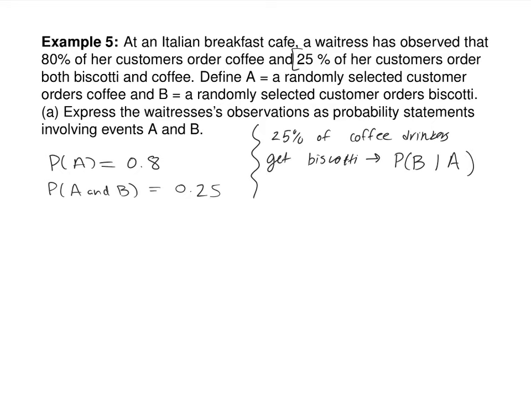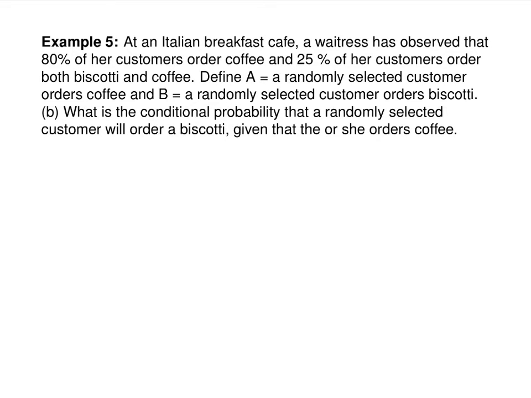Okay. Part B, we want to know what's the probability that a randomly selected customer will order a biscotti given that they order coffee. So we want probability of biscotti given coffee. And before you try to apply Bayes' rule or make a table, first go to the most basic rule that you know and see if you can do that. So can you do P of B and A over P of A? If you can, because you have the information, go ahead and do it. So do you know P of B and A? Yeah, that's 0.25, right?